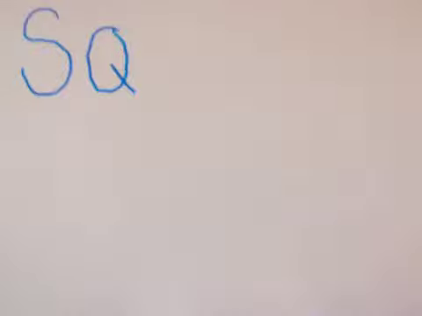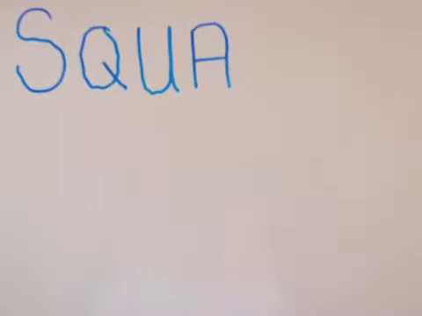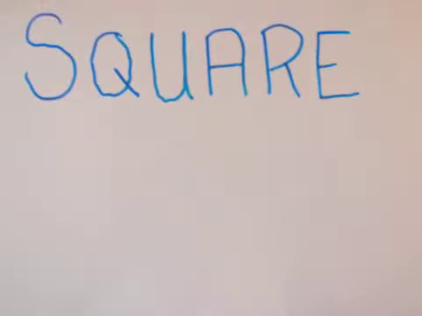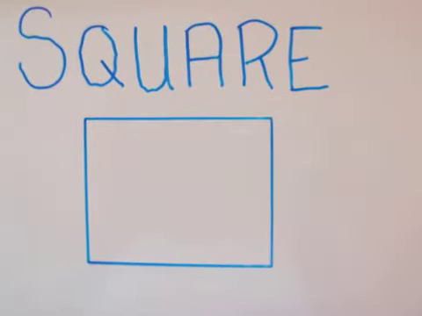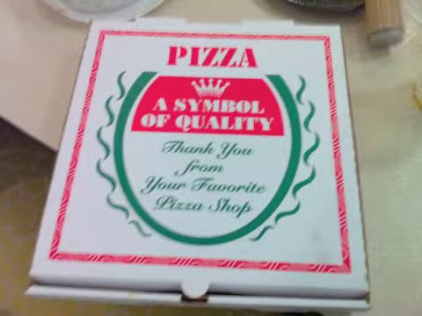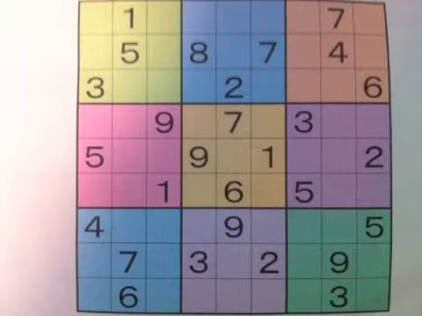You're welcome, Sam. The second shape that we are going to talk about is the square. And now here are some examples of different squares. The first one is a base from a baseball field. The second is a pizza box. The third is a Sudoku board. Fourth is a stamp. And fifth is a TV.